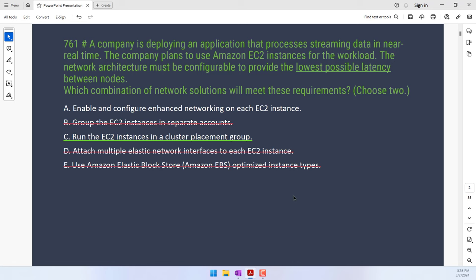Option C, S3 Transfer Acceleration, which uses CloudFront's globally distributed edge locations to accelerate uploads to S3. While this can improve upload speeds, it might not be the most cost-effective solution, especially considering the limited upload speed of 100 Mbps. Transfer Acceleration might incur additional costs based on usage. It's not free.